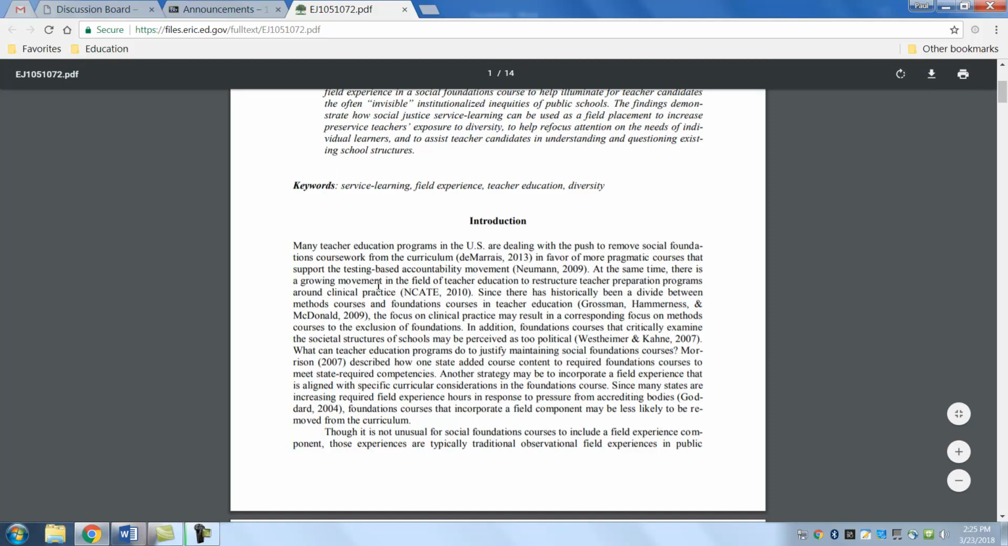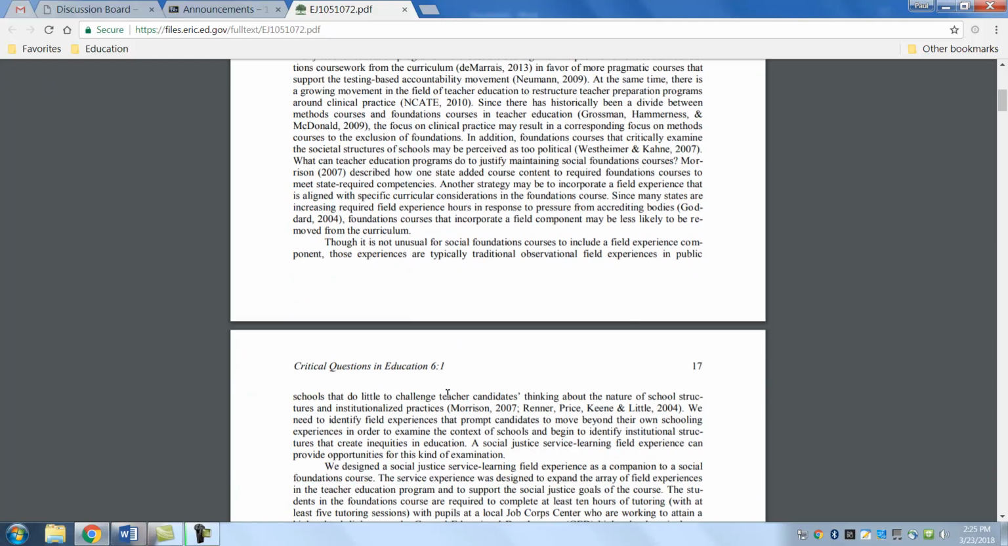That there is a growing movement. Boom. Now here's a passage. There has historically been a divide between methods course and foundation course teacher education. The focus, though, they started with this. So that was a passive voice here. Once in a while it's fine, but you want to put your emphasis on the active voice.